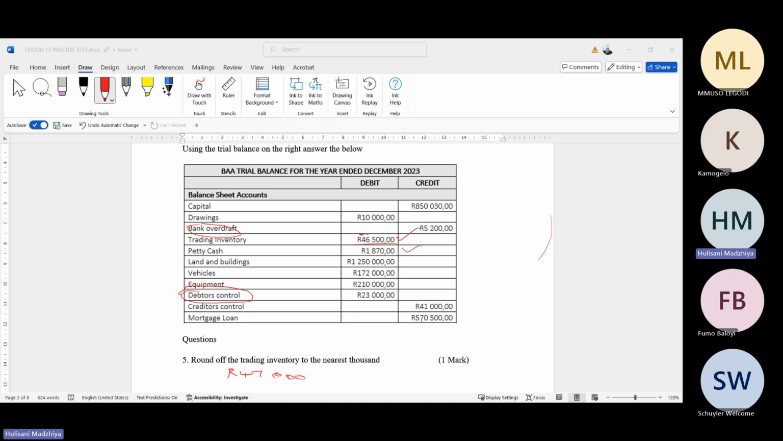Let's hear what Kamukelo said. Land and building and equipment. What about you, Muso? As well as Welcome. What are your views?